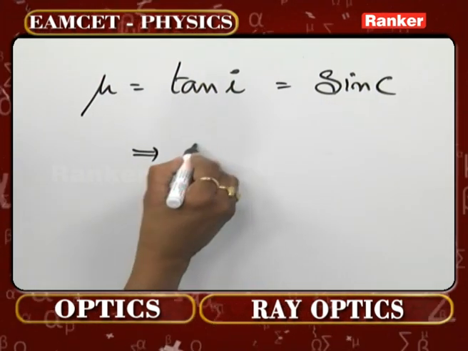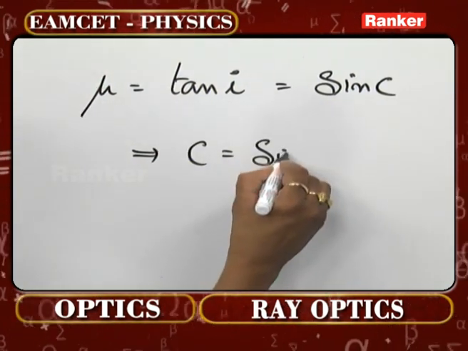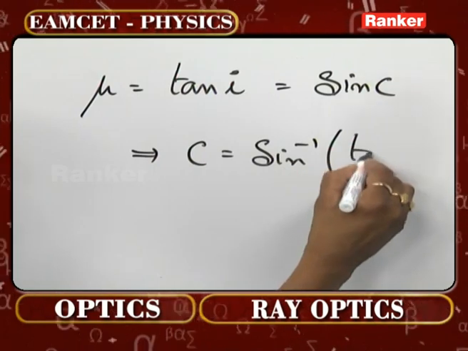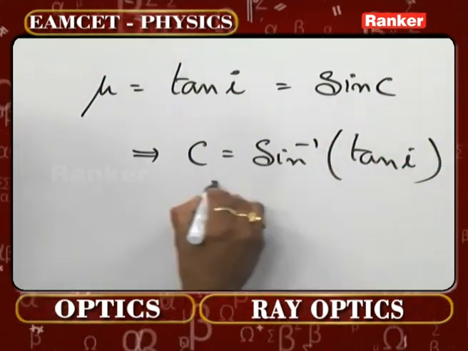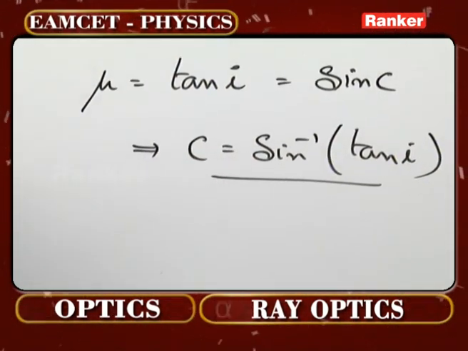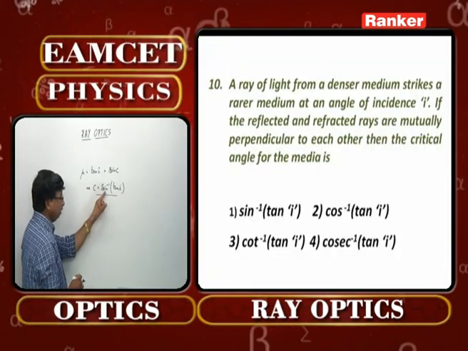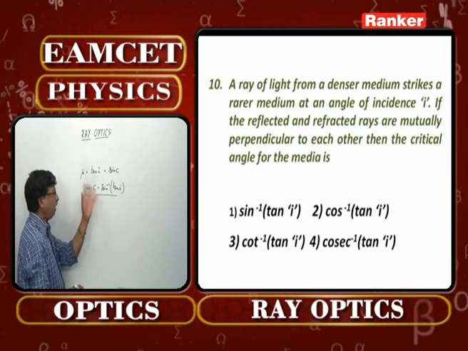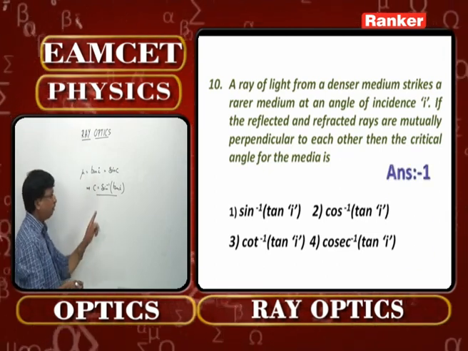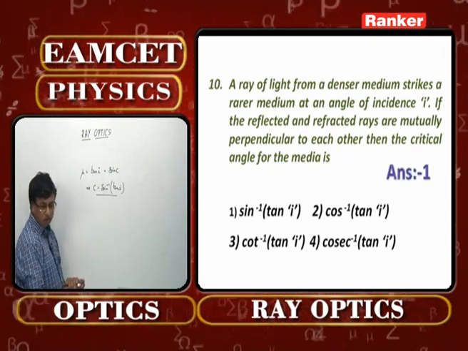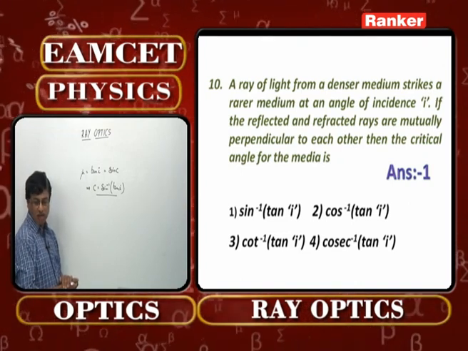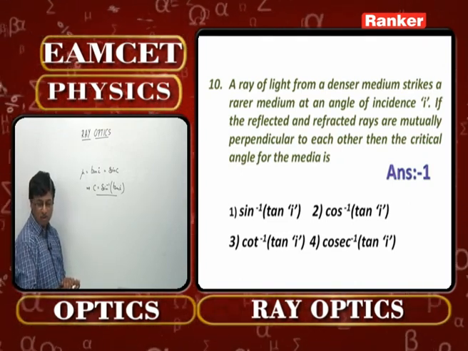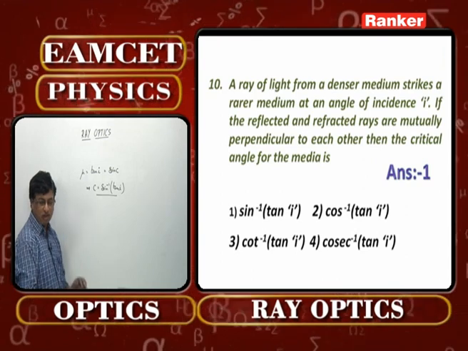Then what will be the critical angle? Sin inverse tan of i. This is the formula. So what is the correct equation over here? Check all the 4 options please. Sin inverse should be there, tan i should be there. Only the first option has the sin inverse concept, so automatically the answer is sin inverse of tan i, which is the very first option for this problem number 10.